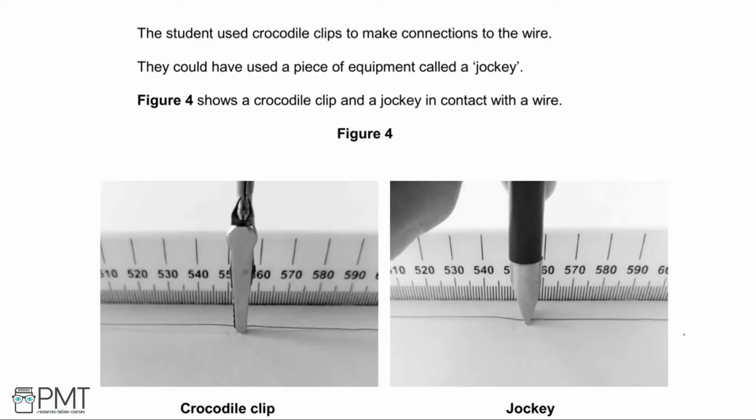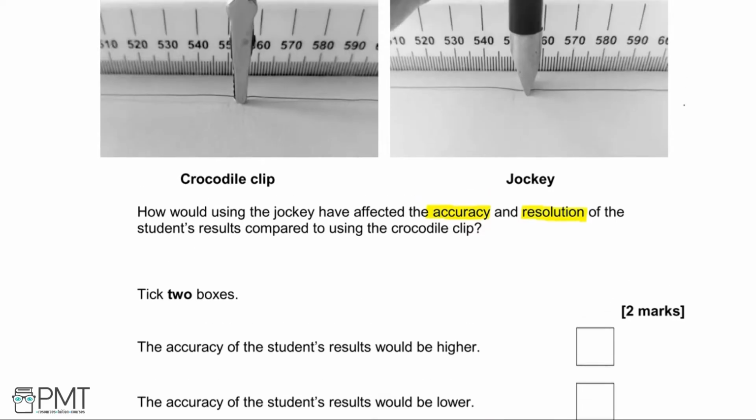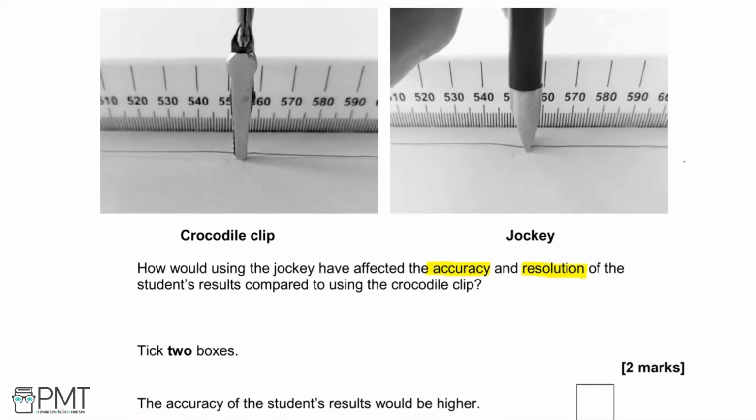The student uses crocodile clips to make connections to the wire. They could have used a piece of equipment called a jockey. Figure 4 shows a crocodile clip and a jockey in contact with a wire. How could using the jockey have affected the accuracy and resolution of the student's results compared to using the crocodile clips?